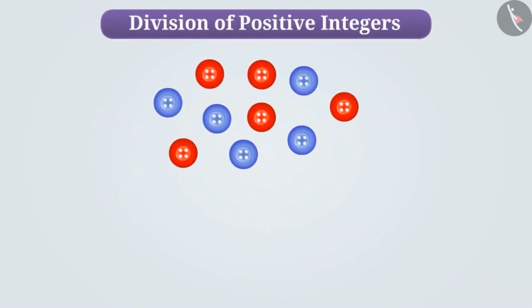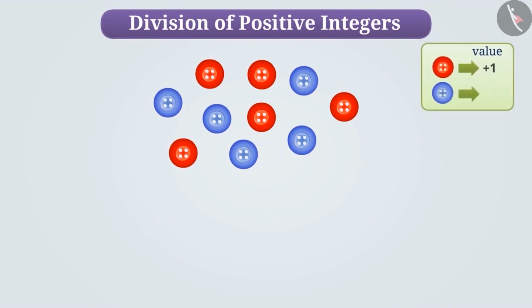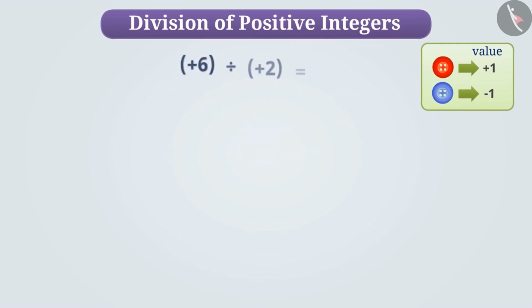There are two types of buttons here, one red and one blue. Suppose the value of the red button is +1 and the value of the blue button is -1. Using these, let us understand the division of two positive integers.